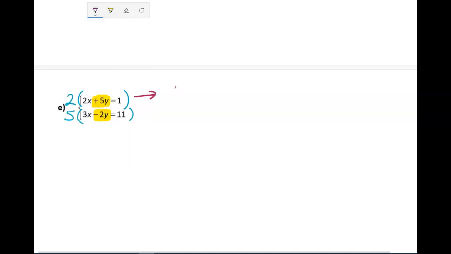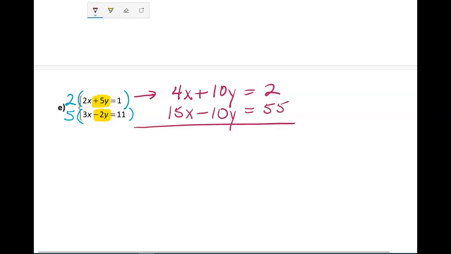So the result is 4x plus 10y equals 2. And then on the bottom equation, 5 times 3x is 15x, and then minus 5 times 2y is 10y equals 5 times 11, which is 55. Now we're simply going to add those two equations together, and you'll notice that our y coefficients are exactly opposite of each other, so they add up to 0, and then we add up the remaining terms. 4 plus 15 is 19, 2 plus 55 is 57, so 19x is 57.